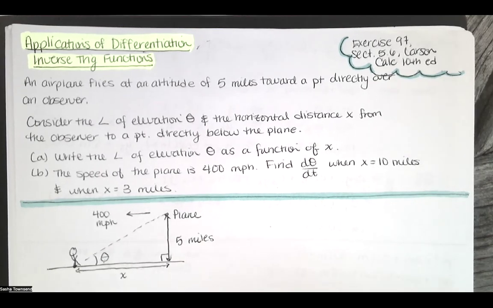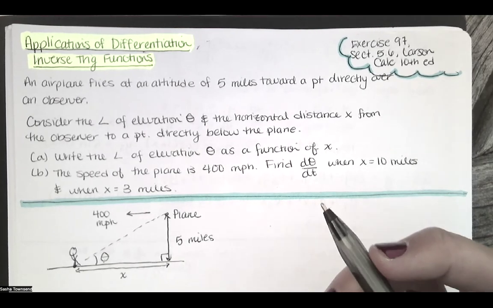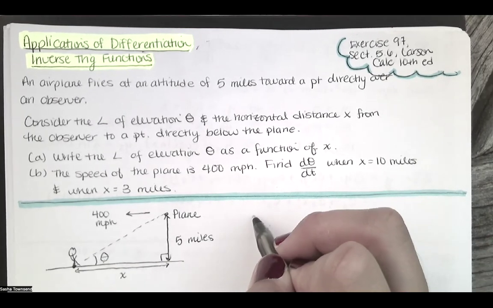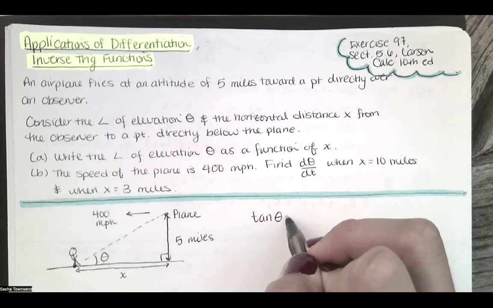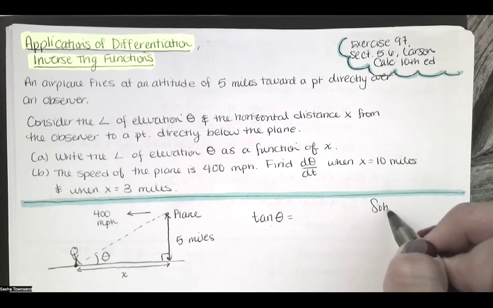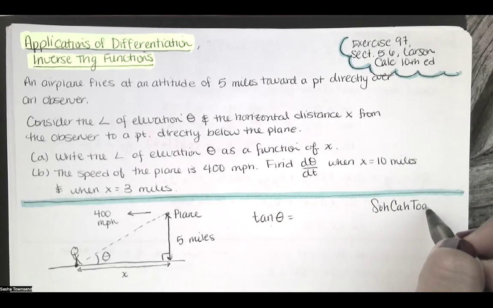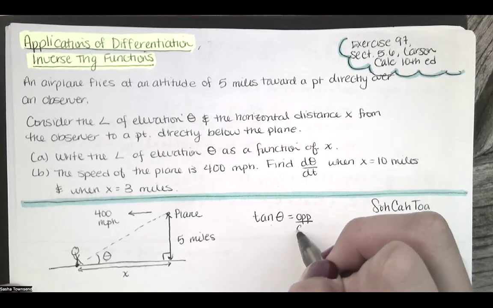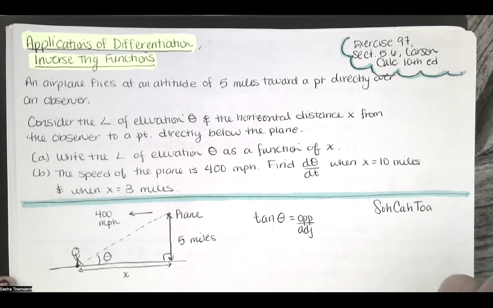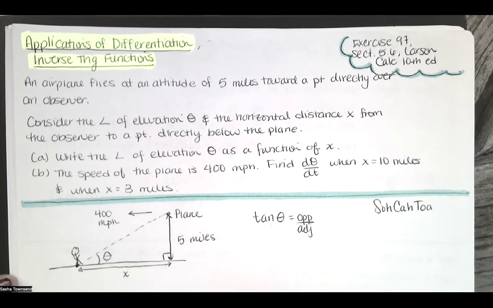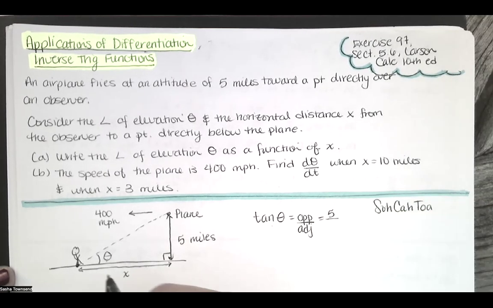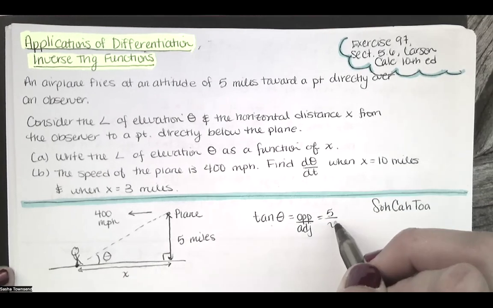I don't remember what I did in the Desmos page, but if we use tangent of theta, we'll say that tangent of theta is, if we use SOHCAHTOA, tangent is opposite over adjacent. It's that ratio of the opposite side to the adjacent side relative to that angle theta. And the side opposite theta is 5 miles when the side adjacent to theta is x miles.